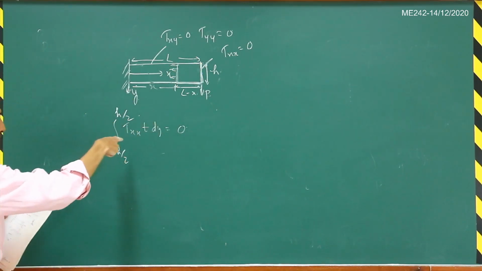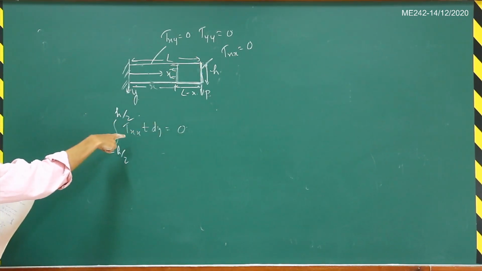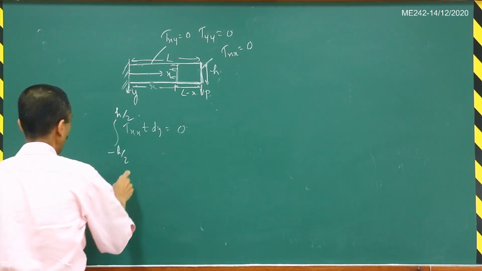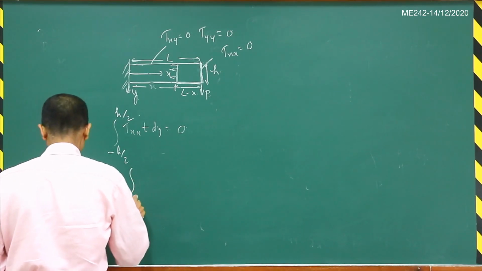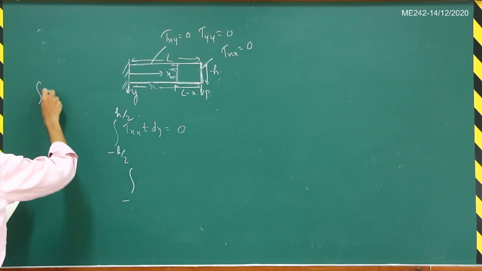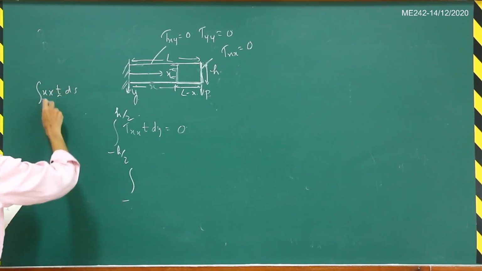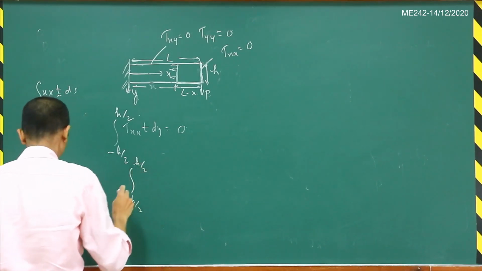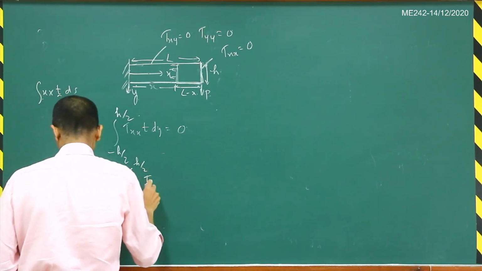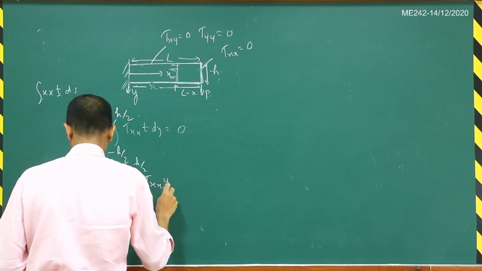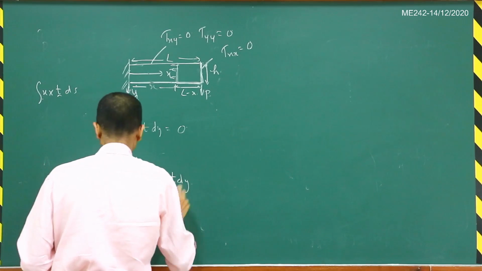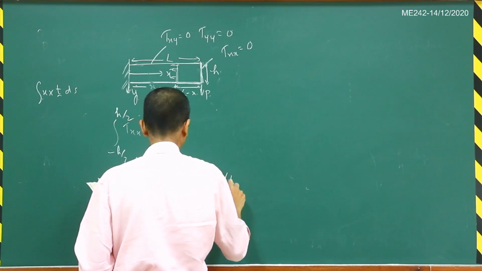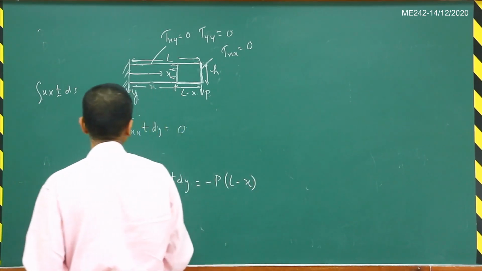If you plug in your tau xx into this, you will see that it is equal to 0. Now let us look at the moment. If I find the moment using the formula x cross t ds, that is the integral from minus h by 2 to h by 2 of tau xx times y times t times dy, that will come out to be minus p times L minus x here.